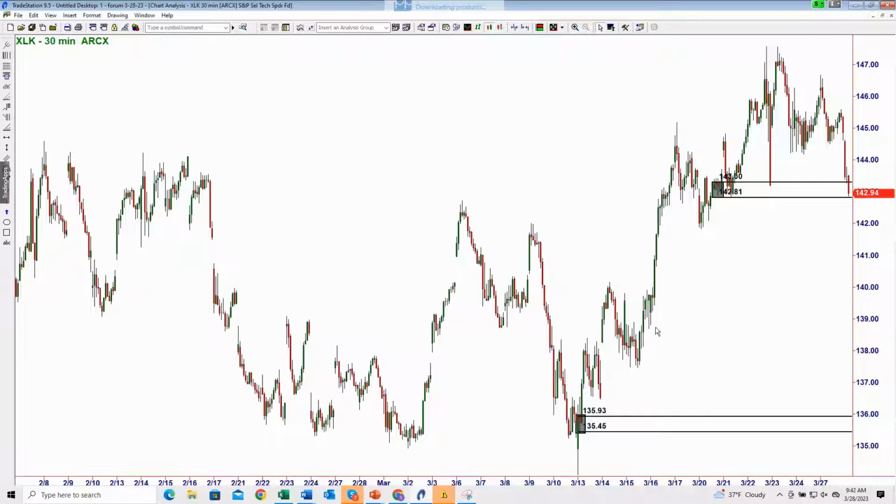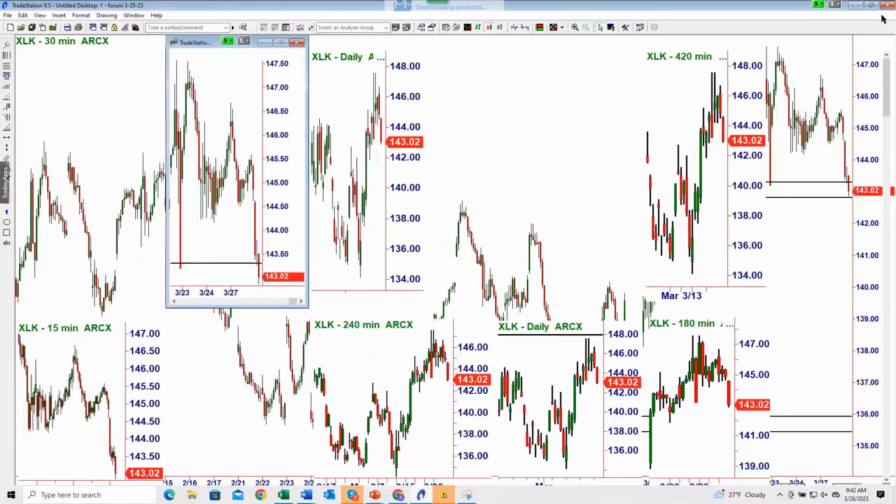What about this right here? Rally, base, rally. What about that? What's the problem with that one? Structure-wise, it looks okay. It's not great. It's right in the middle of the range. Low probability. Very low probability. Okay?